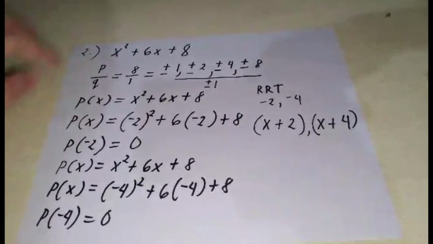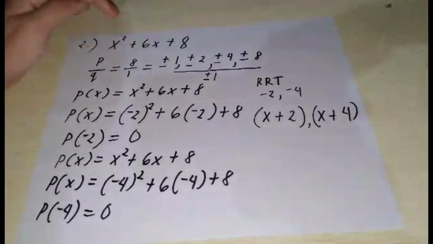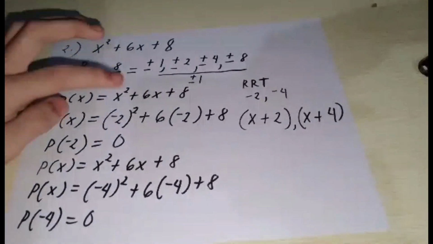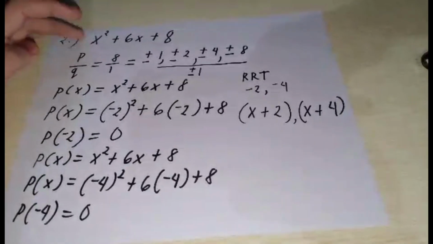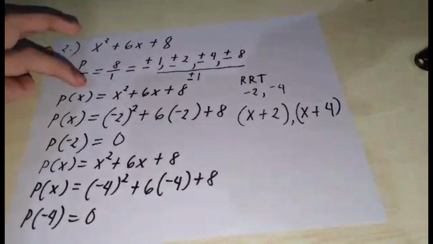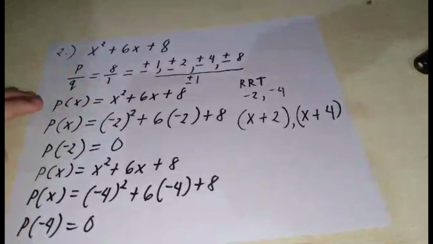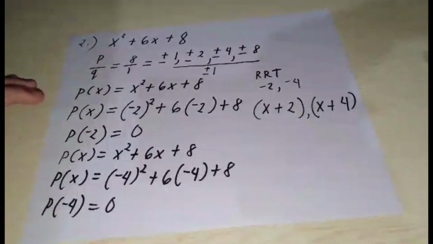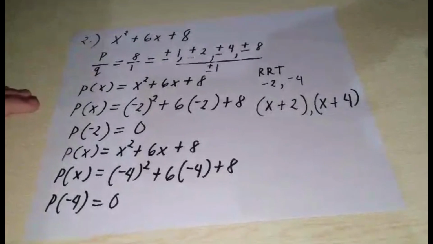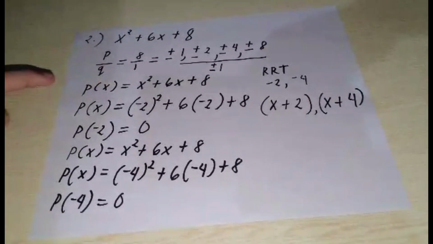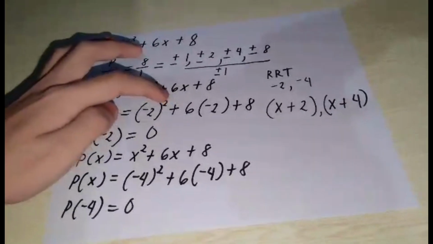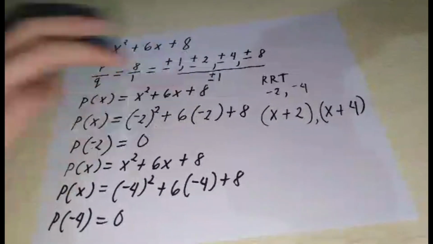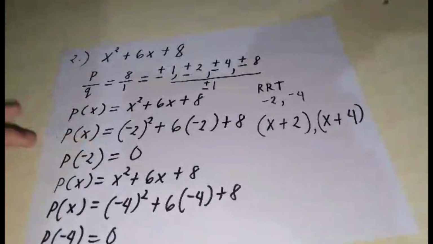To find the real roots, you need to check it number by number and substitute it into the problem to find the answer 0. For this problem, one real root is negative 2. So let's try negative 2: negative 2 squared plus 6 times negative 2 plus 8. So the answer is 0.